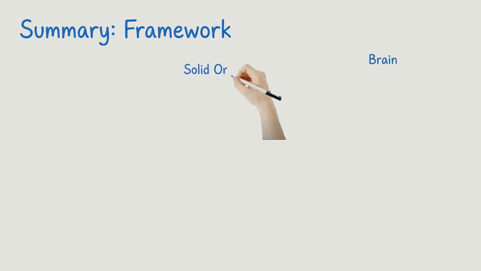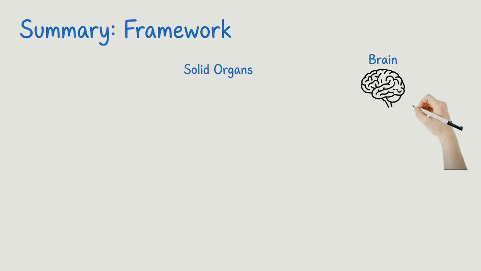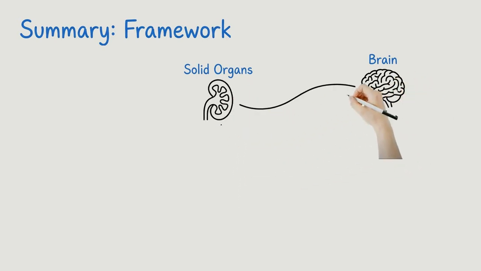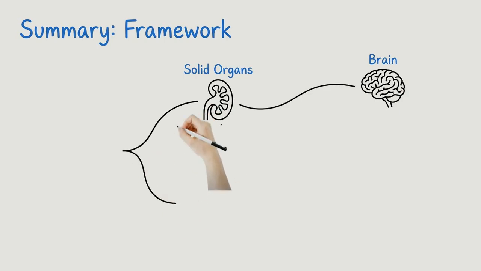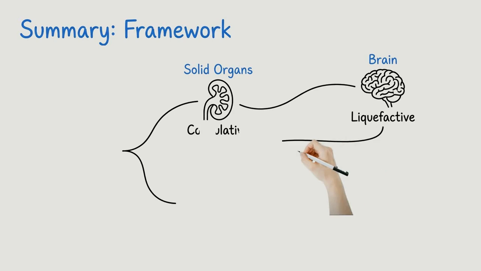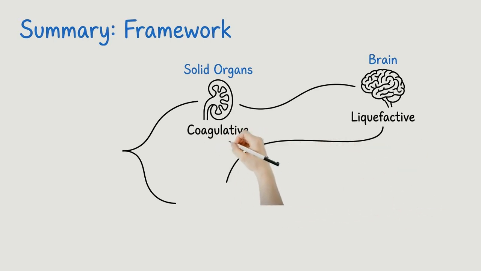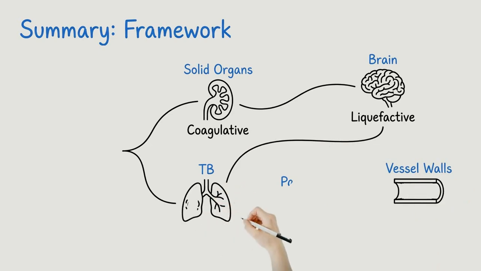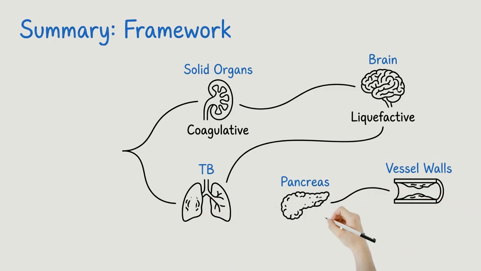Second, the organ map you can carry into any vignette. Ischemia in solid organs, heart, kidney, spleen, liver, produces coagulative necrosis. Ischemia in brain produces liquefactive. TB and certain fungi produce caseous with cheese-like debris and granulomas. Pancreatitis and breast trauma produce fat necrosis with saponification and calcium deposition. Pancreatitis can drop serum calcium.